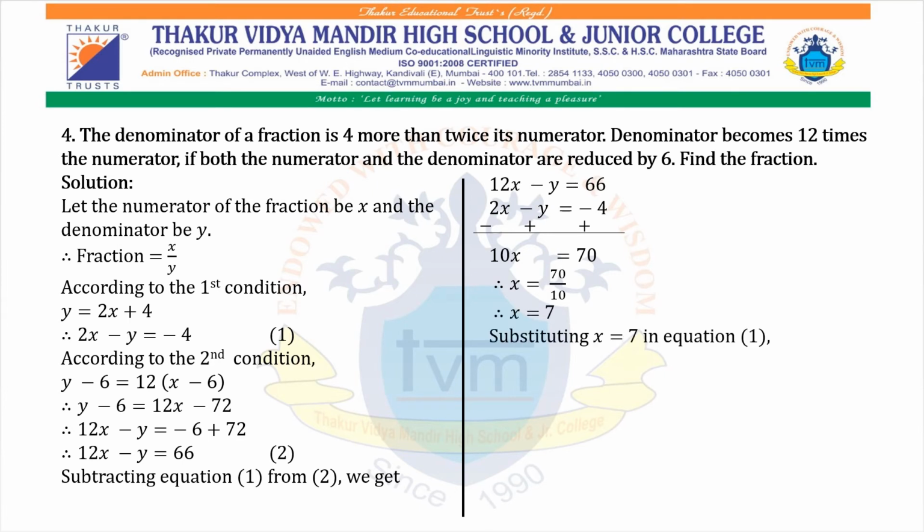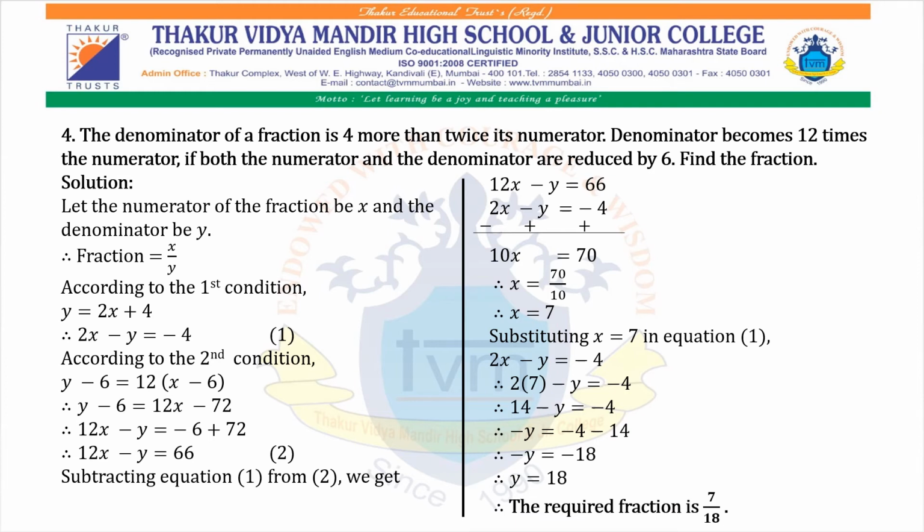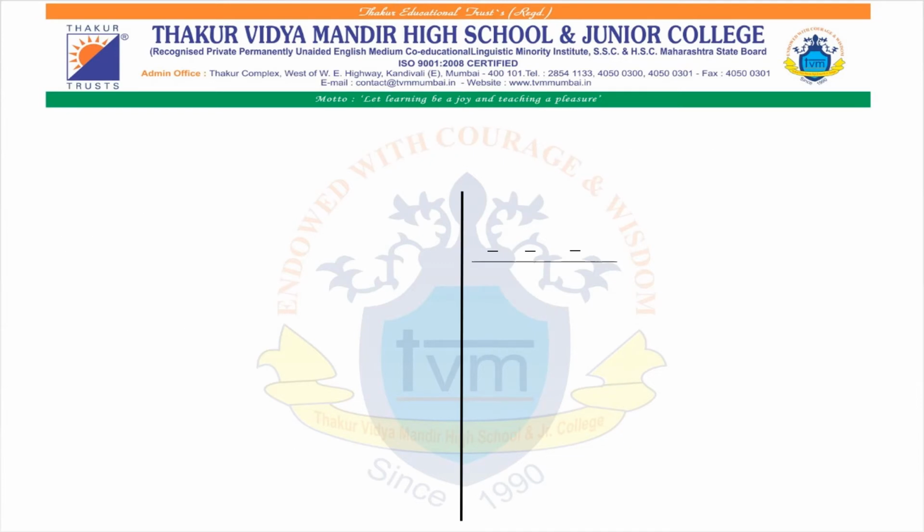Now, substituting x equal to 7 in equation 1. So, 2x minus y is equal to minus 4. So, 2 into 7 minus y is equal to minus 4. 14 minus y is equal to minus 4. Therefore, minus y is equal to minus 18. Therefore, y is equal to 18. Therefore, the required fraction is 7 upon 18.